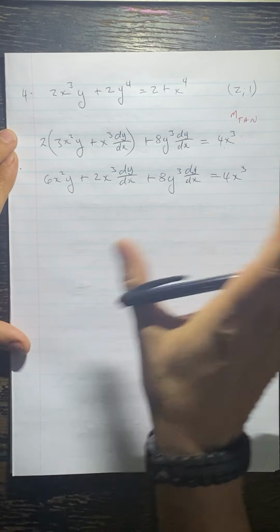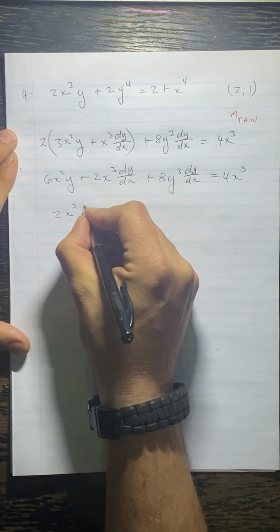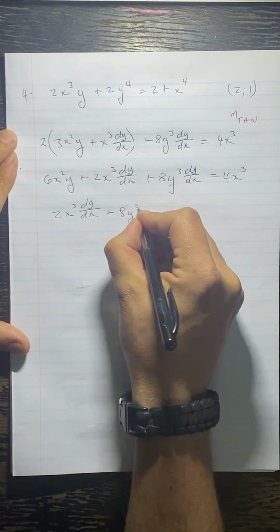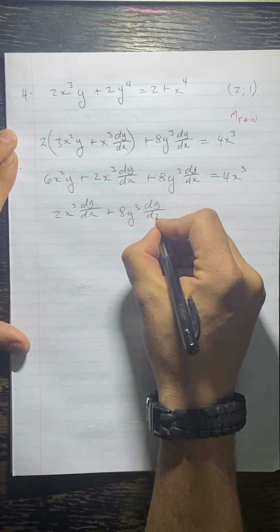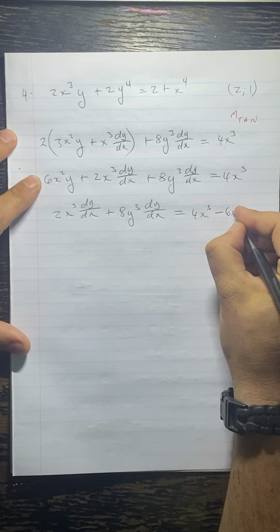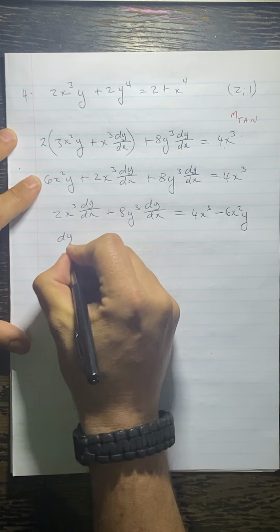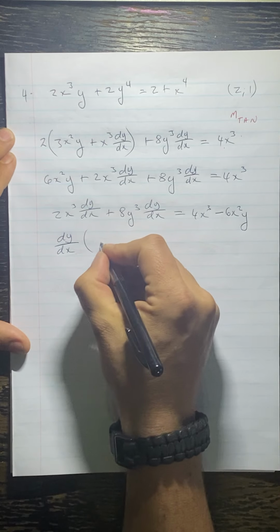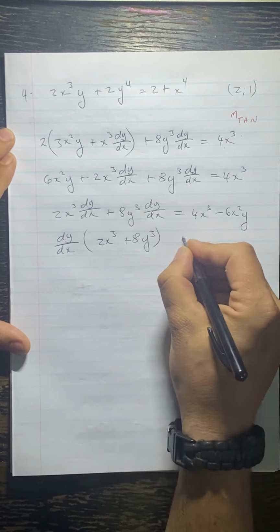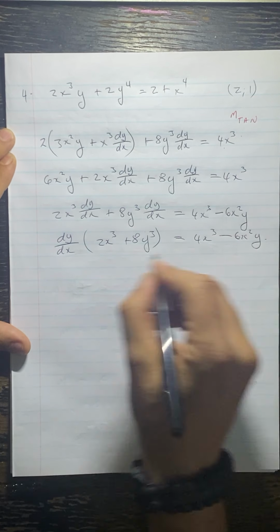dy dx is to this side, everything else to the other side. 2x cubed dy dx plus 8y cubed dy dx equals 4x cubed minus 6x squared y, and that's it. Take out the common factor of dy dx. Then divide through by the bracket.